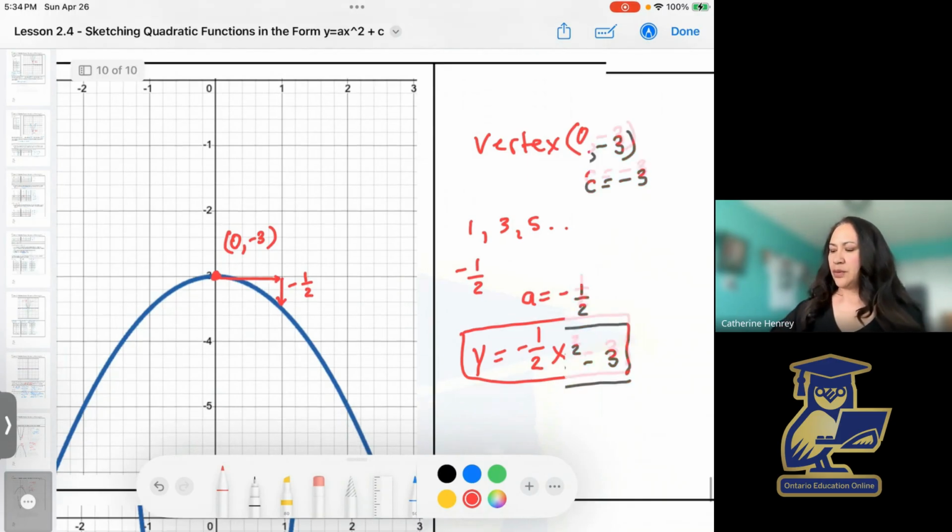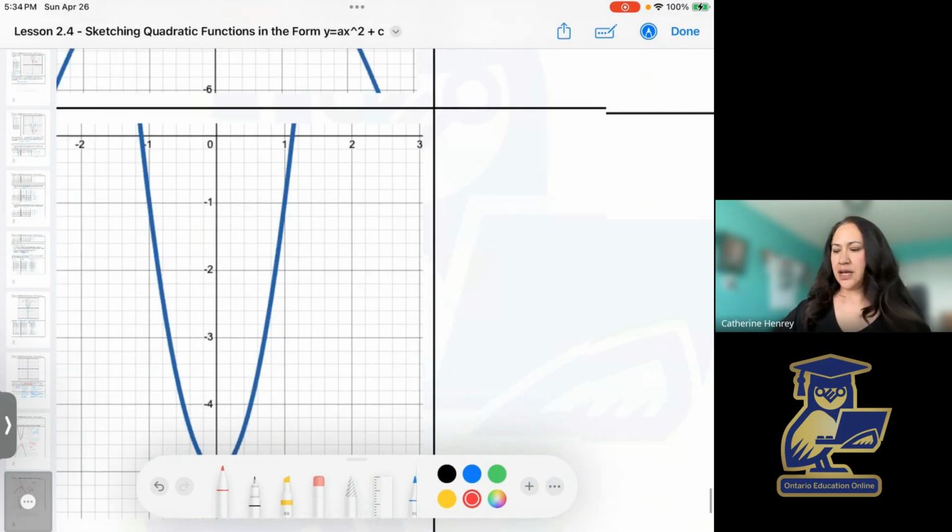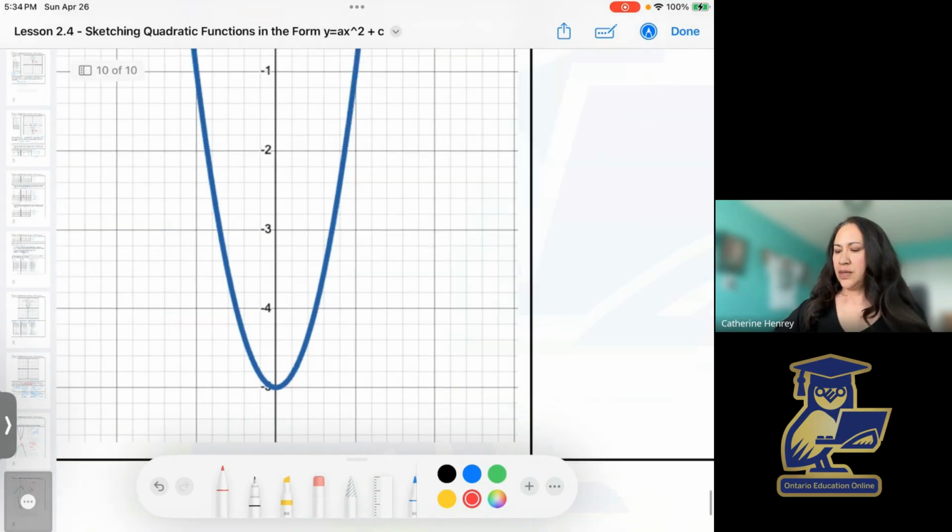So my function here is y equals -1/2 x squared minus 3. And we'll do one more example. Take a look at this last function. Zoom it in a little bit. We have a vertex here that looks like it is 0, -5.